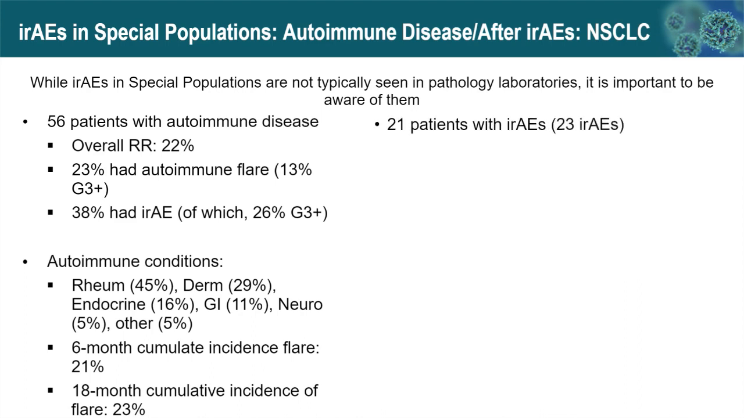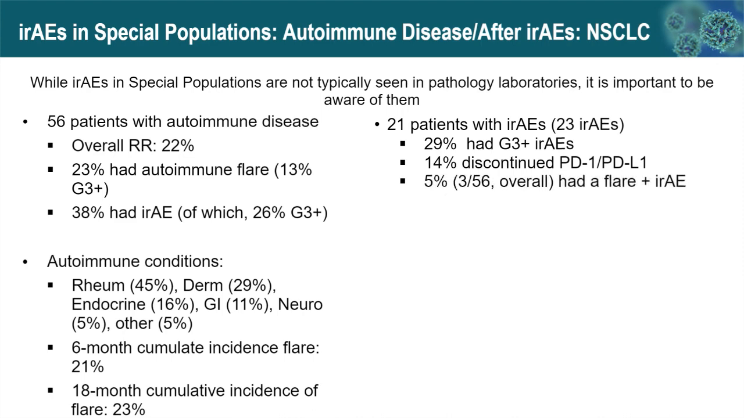Looking specifically at the patients who developed immune-related adverse events, as mentioned, there was a high rate of grade 3 immune-related adverse events. 14% discontinued their PD-1 or PD-L1 inhibitor. 5% had both a flare of their known autoimmune condition and an immune-related adverse event. However, 0% had flares and immune-related adverse events after PD-1 or PD-L1 alone.